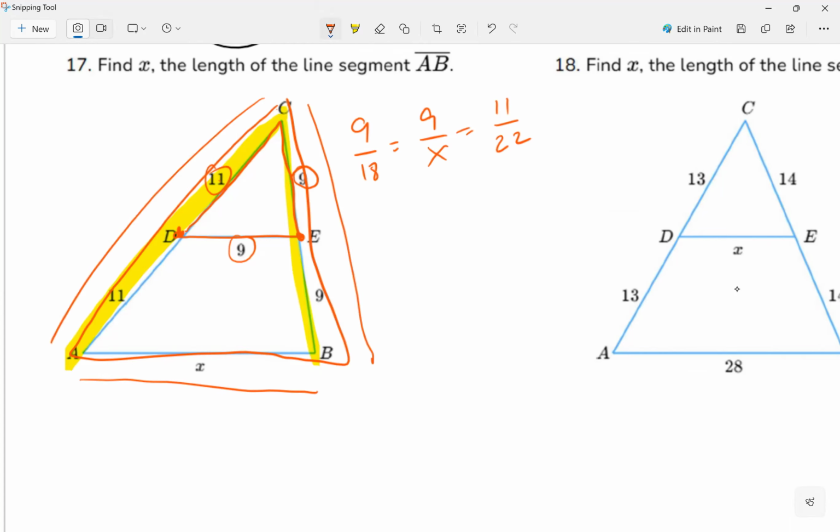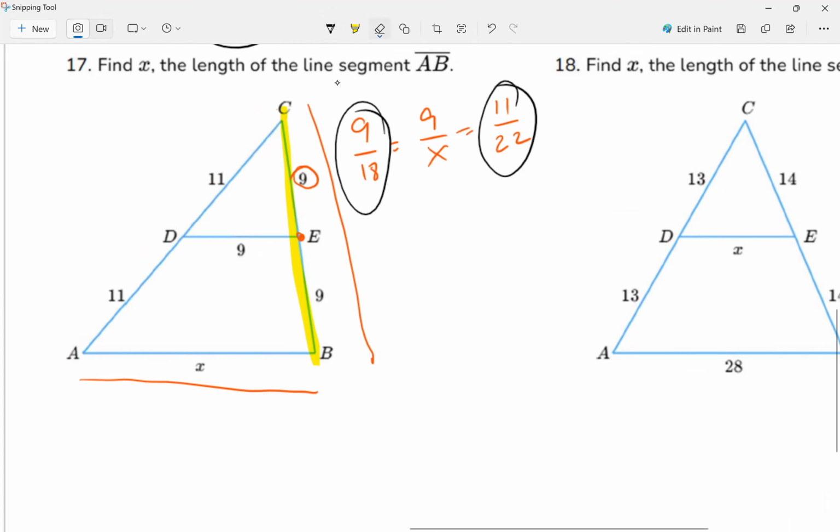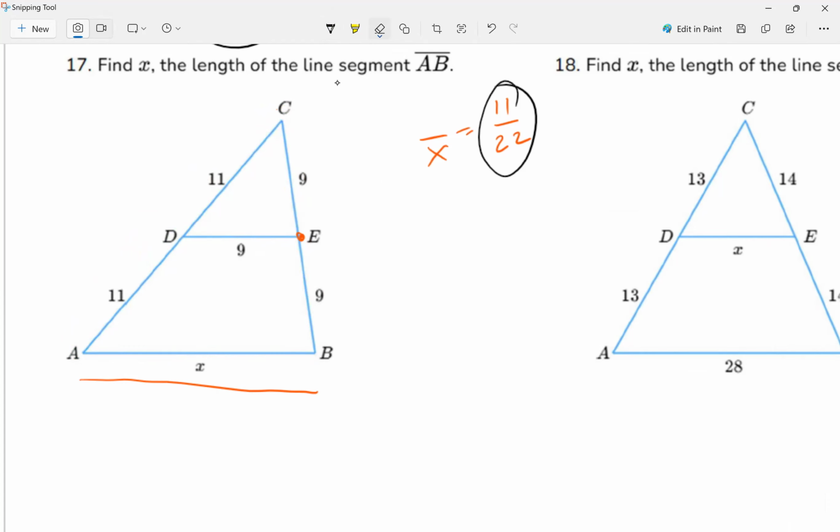Now, what do you notice on my fractions? Let's not worry about the middle one, but what do you notice? The small number is half of the big number. Right? 9 is half of 18. 11 is half of 22. That's exactly what's going to happen with mid segments. Let me erase this really quick.